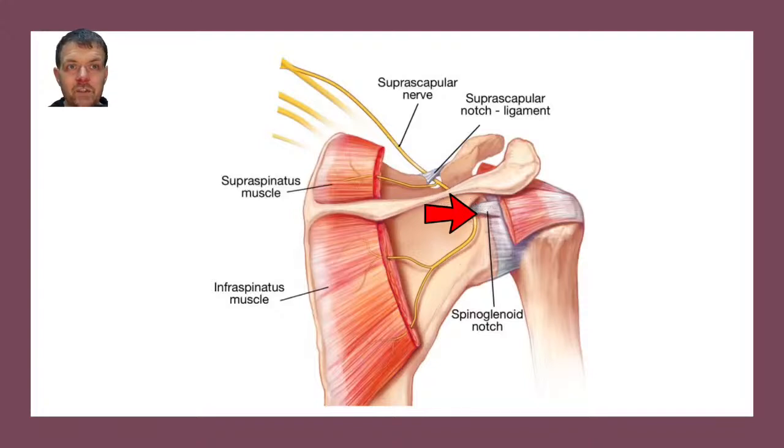So if there's an issue just here, then it will only affect infraspinatus. If there's an issue here, then it will affect both. And then obviously if you get impacted in the kind of trapezius region, then it will affect both. So it's just something to look out for if you're examining someone's shoulders and having a look for muscle wastage. Okay, so that's the suprascapular nerve.